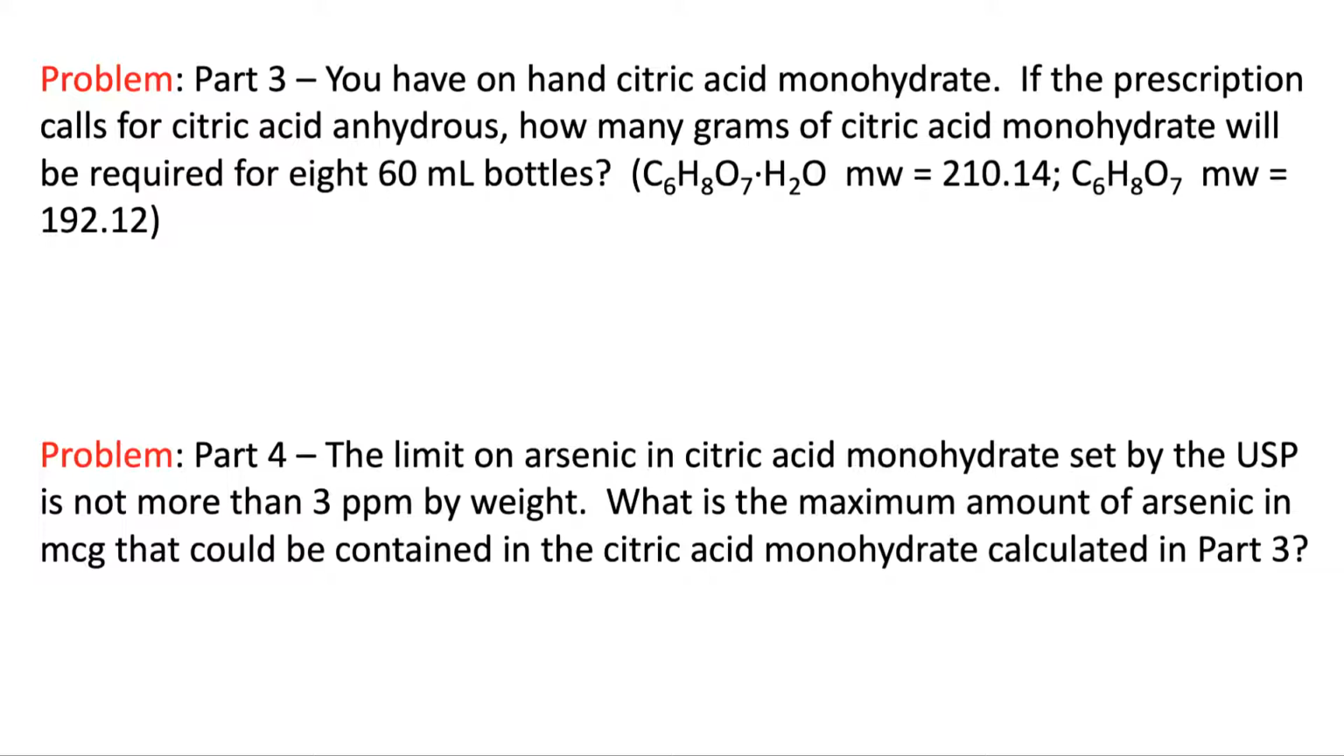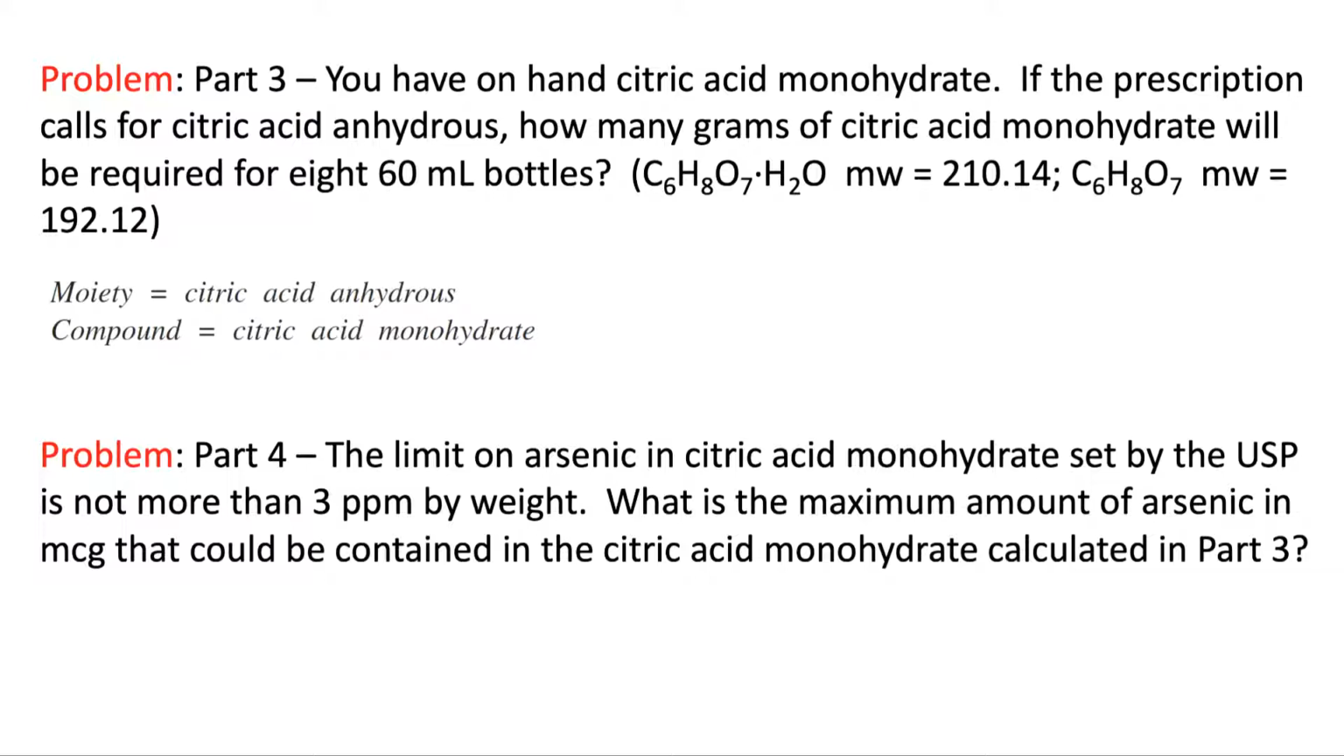So to make this batch, how much of the citric acid monohydrate do you need when the prescription actually calls for citric acid anhydrous? Okay, so first step in these is let's list what's the moiety versus what's the compound. In this example, the moiety is the anhydrous citric acid. It's the citric acid without the water molecule. On the other hand, what we have on hand is the compound, which is the citric acid combined with a water molecule.